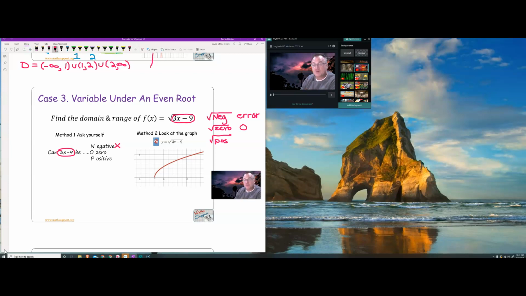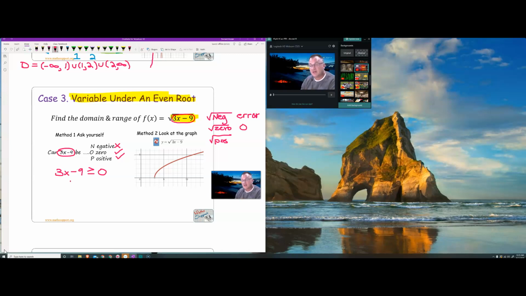Okay, can the inside of a radical be 0? Sure. Can the inside of a radical be positive? Yes. So now I'm going to write it can't be negative. All right, so the way that you would write that, if this is not allowed to be negative, then it has to be greater than or equal to 0. And that's what you do with the expression when you have a variable under the even root. You take that expression and you set it greater than or equal to 0, and then you solve it.